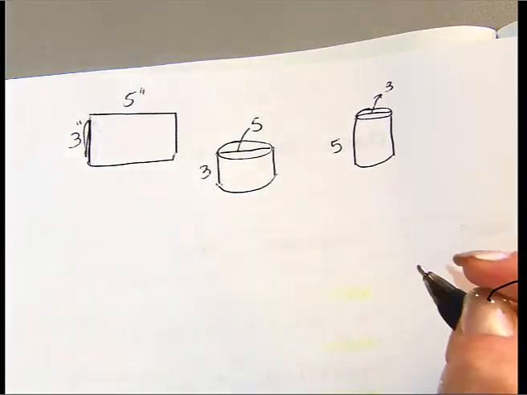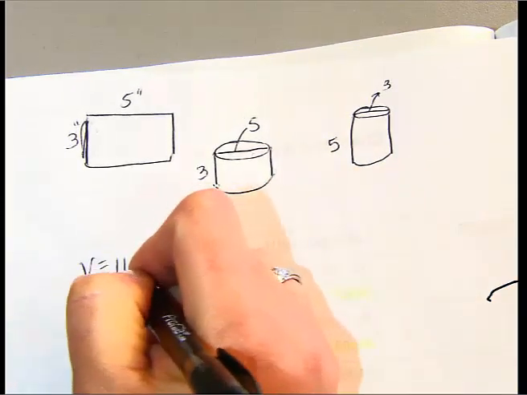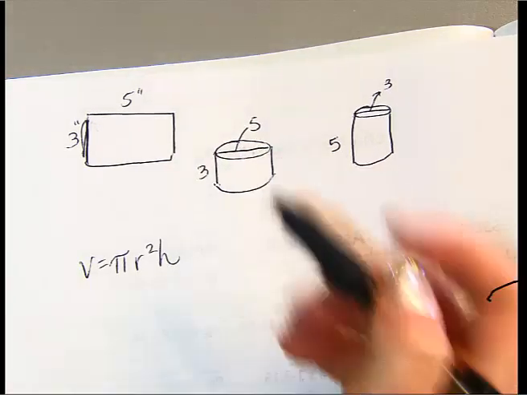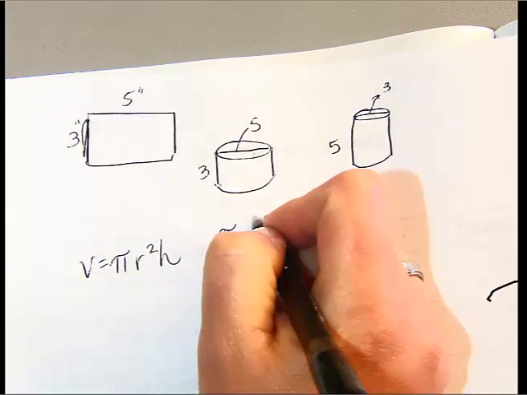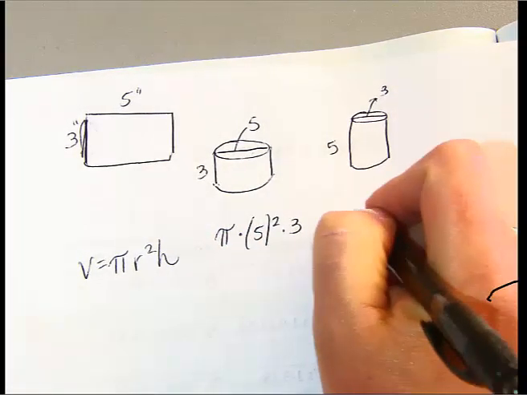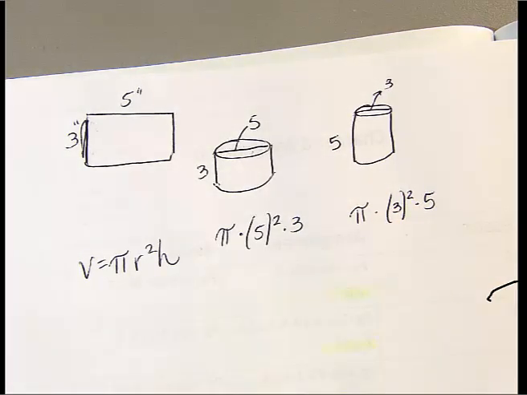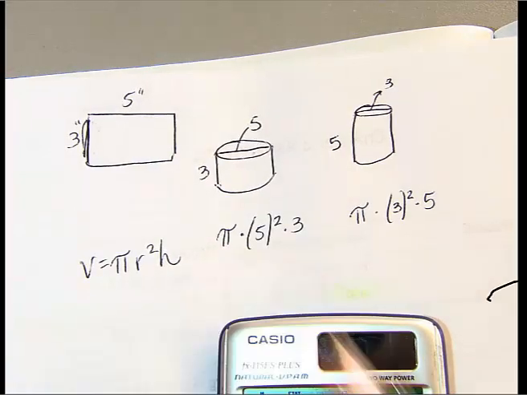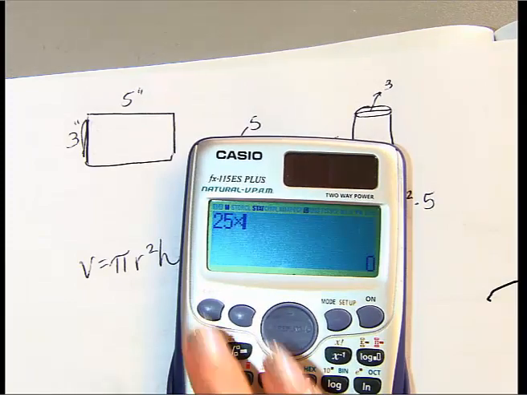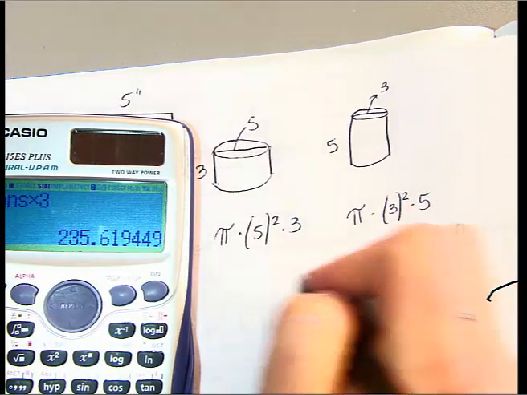Well, the volume doesn't change. It's still pi r squared h. So if I did this one, this would be pi times 5 squared times 3. This one would be pi times 3 squared times 5. If I did both of those calculations, well, this first one, 5 squared, 5 times 5 is 25, and I take 25 times pi, and then I take that times 3, I get 235, and we're going to go to the nearest tenth again, 0.6.